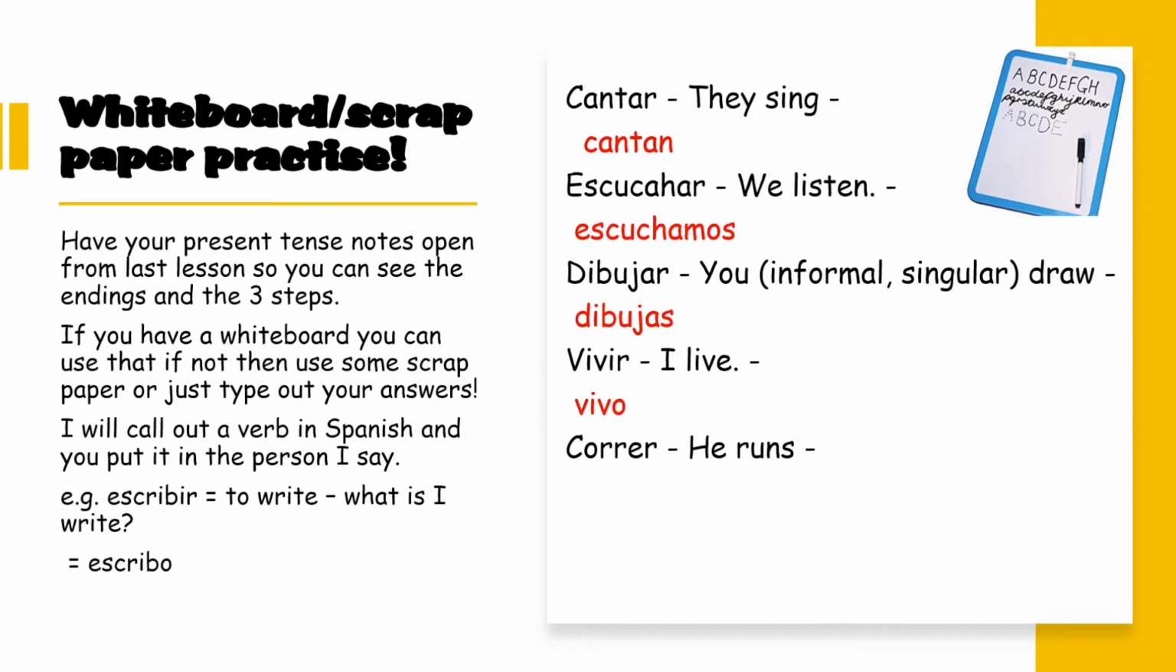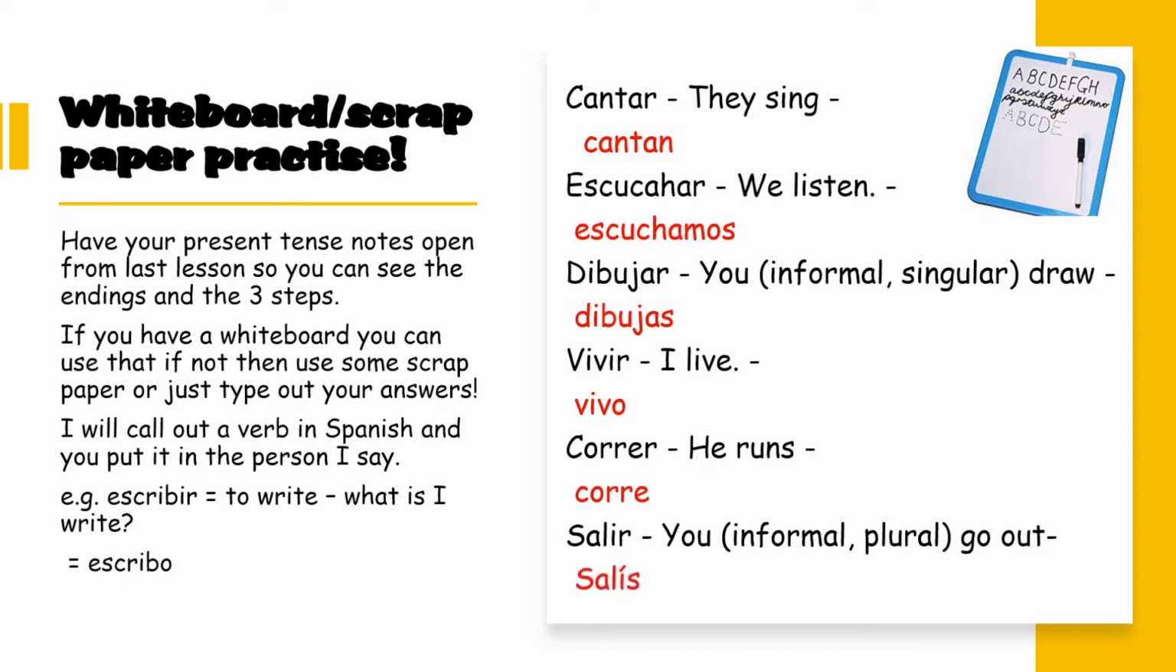So hopefully you've unpaused now and you have written correctly. Salir, the final one, means to go out. And if you're talking to a group of people that you know, then how would you say you go out? So pause and write it down. And hopefully you've written salís.